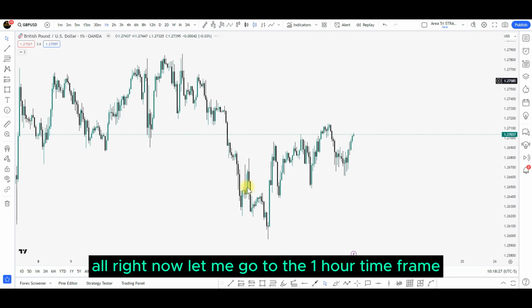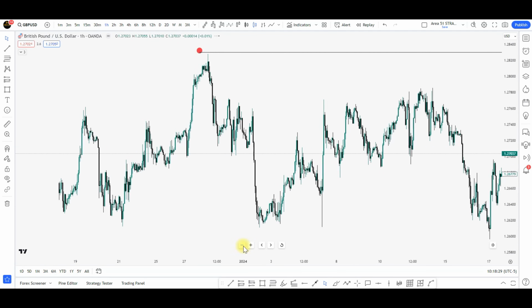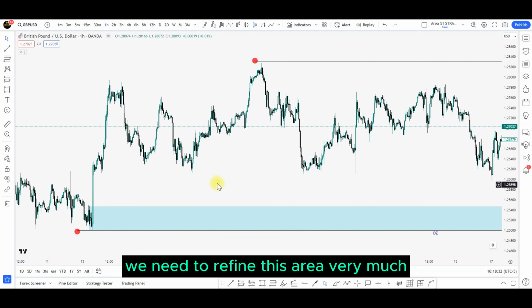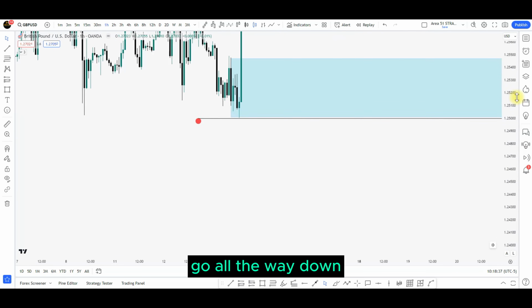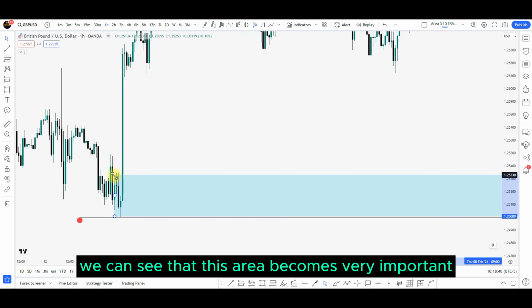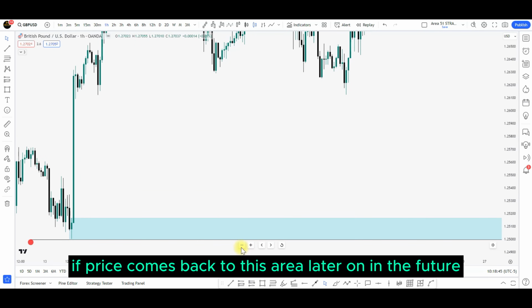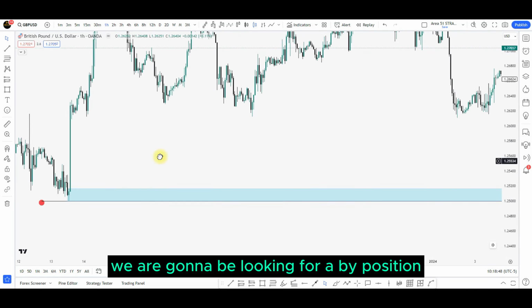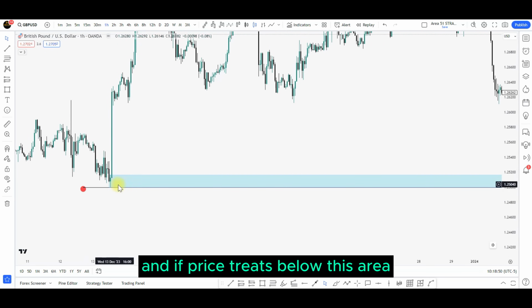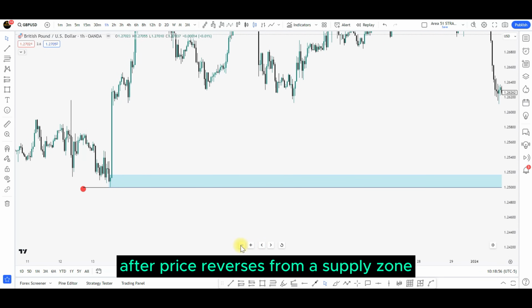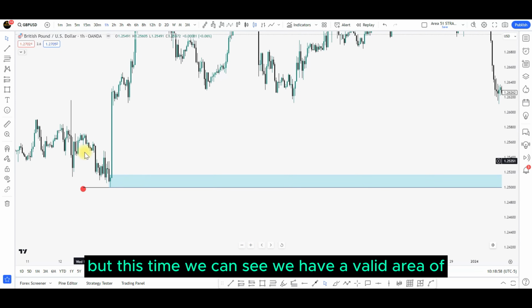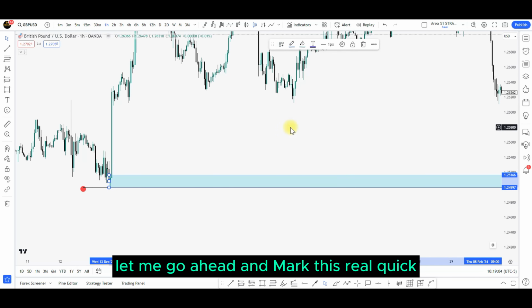Now let me go to the 1-hour time frame. We need to refine this area very much. Go all the way down. On the 1-hour time frame, we can see that this area becomes very important. If price comes back to this area later on in the future, we are going to be looking for a buy position. And if price trades below this area, we're going to be looking for a sell position after price reverses from a supply zone. But this time we can see we have a valid area of demand zone. Let me go ahead and mark this real quick.